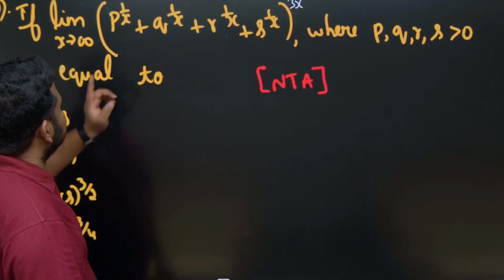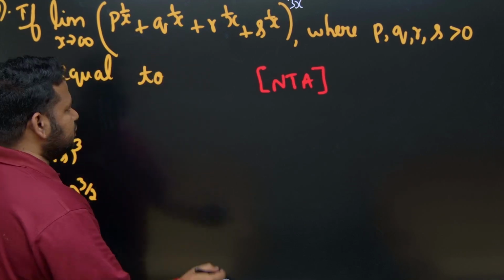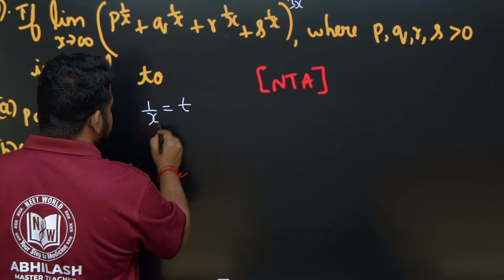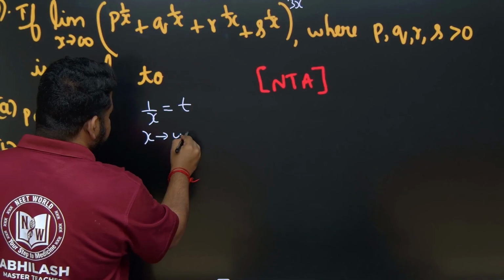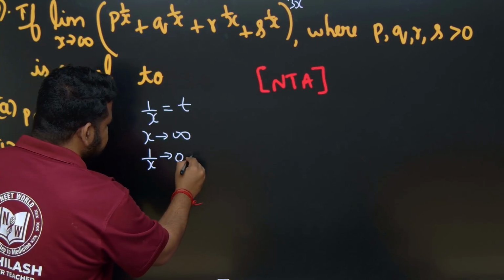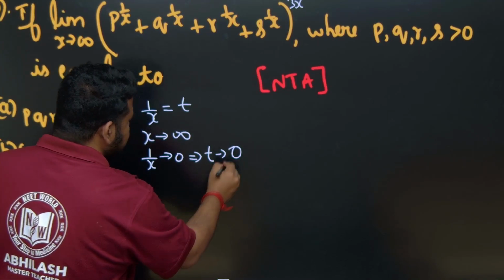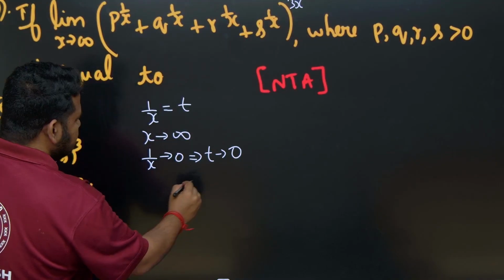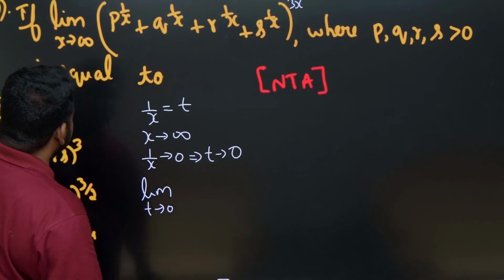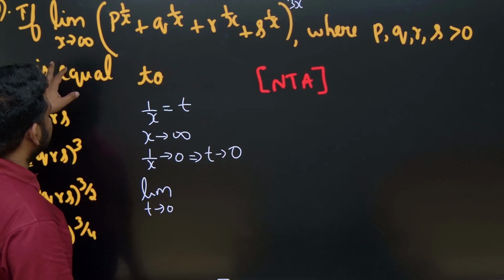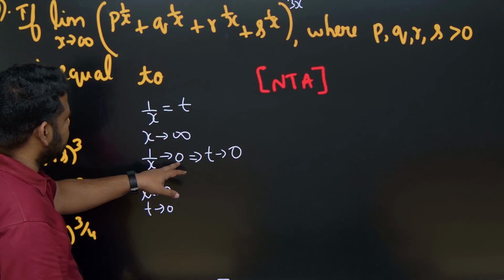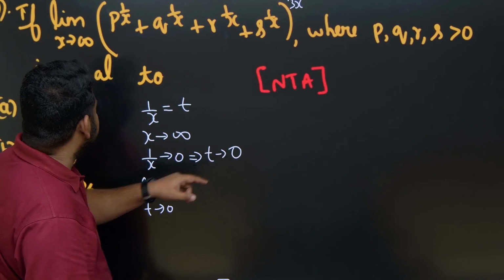Okay, so here 1 by x is there. So wherever 1 by x is there, let me put 1 by x is equal to t. As x tends to infinity, like the previous question, 1 by x tends to 0. That means t tends to 0. So this question will become limit t tends to 0, because as x tends to infinity I have taken 1 by x tends to 0. So this is t.